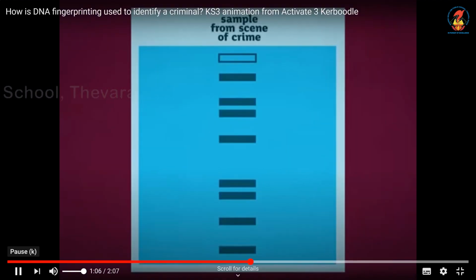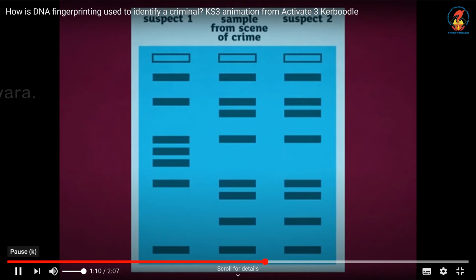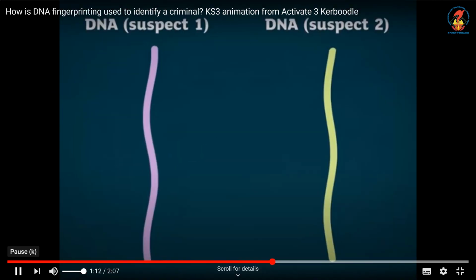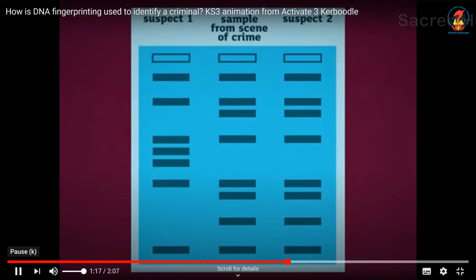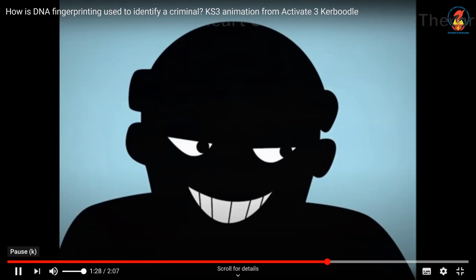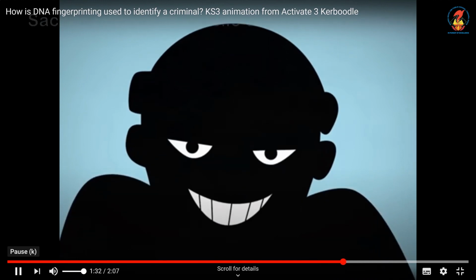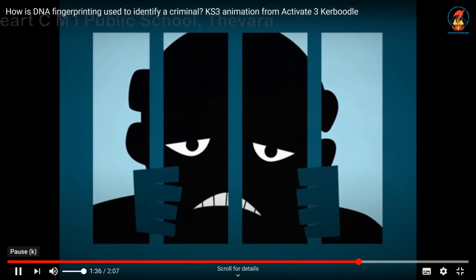A pattern of bands is produced. This can be compared with the patterns of DNA from possible suspects. The enzymes cut different people's DNA in different places, producing a different set of fragments. The different sets of DNA fragments will produce different patterns of bands when separated on a gel. Each person has unique DNA, which will produce a unique pattern that can be used to identify them. If 2 patterns match, the samples are from the same person.